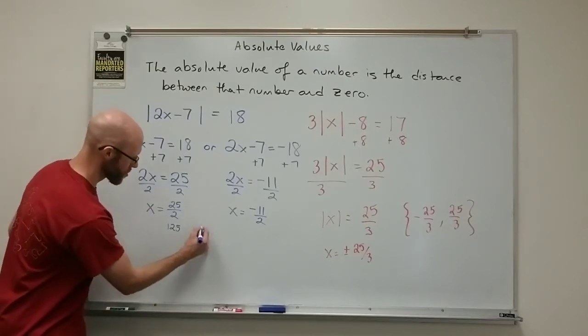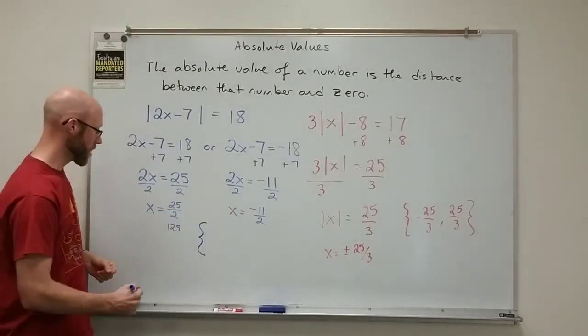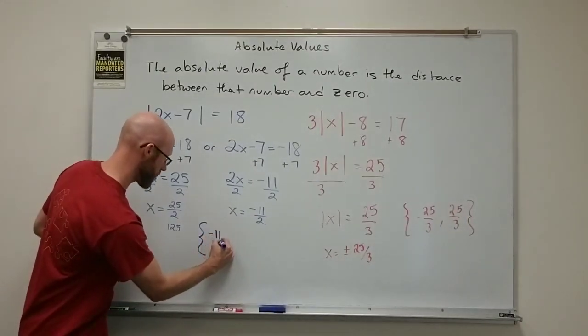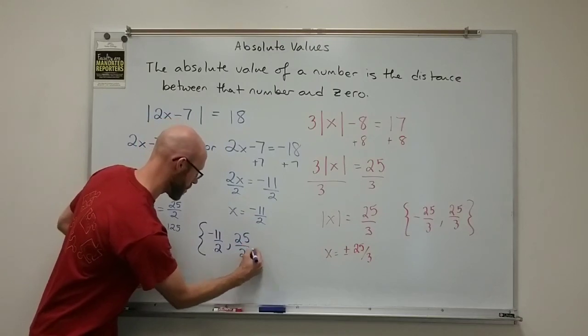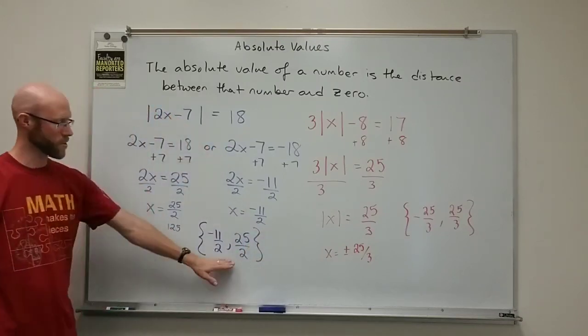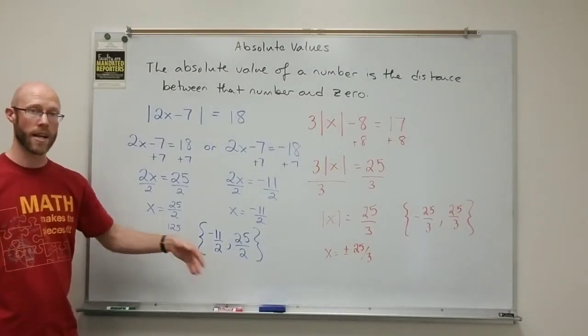And so the solution set is going to be the combination of these two numbers, negative 11 over 2 and 25 over 2, right? So again, this is how the solution will be represented on MyMathLab.